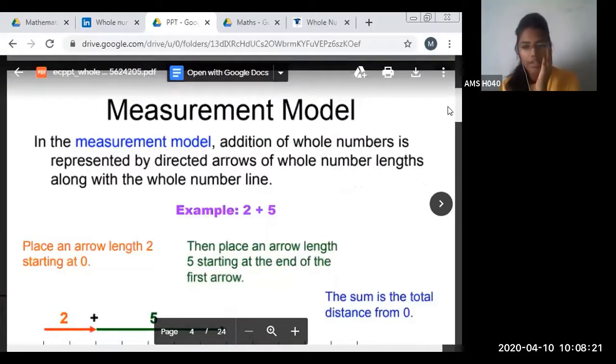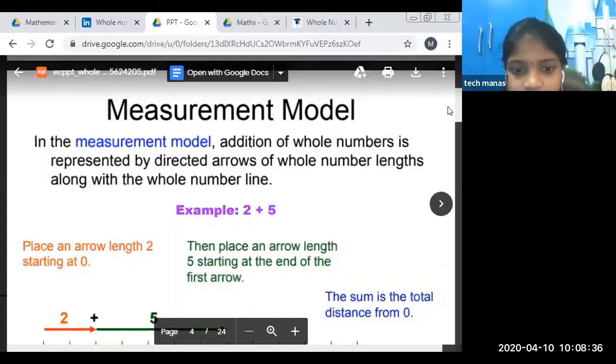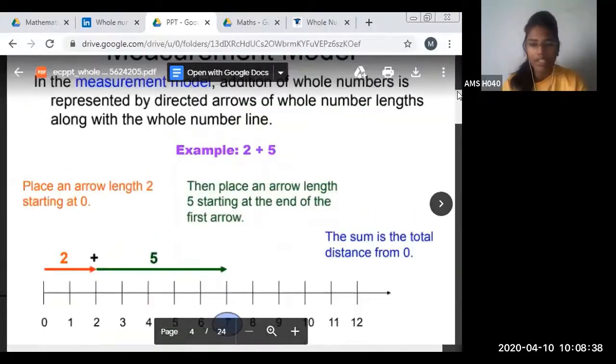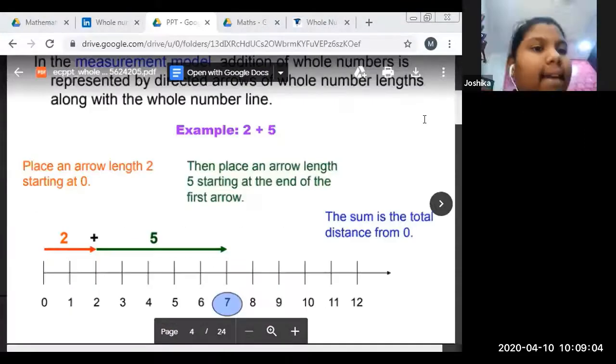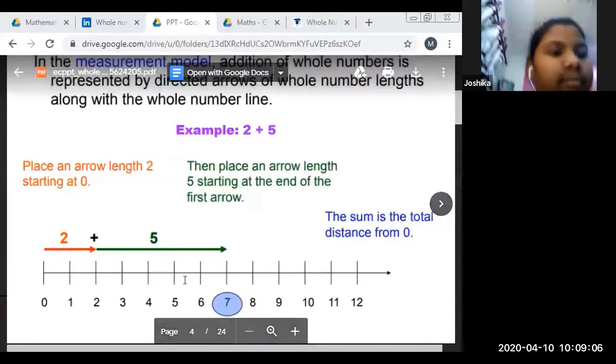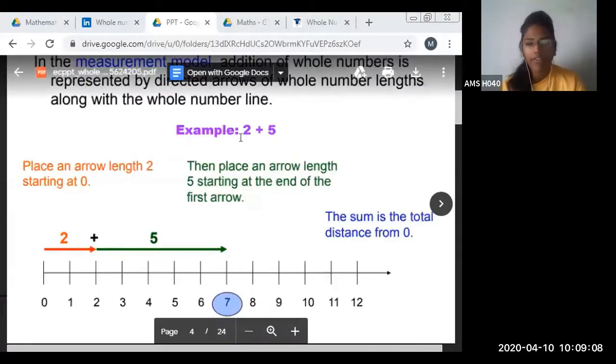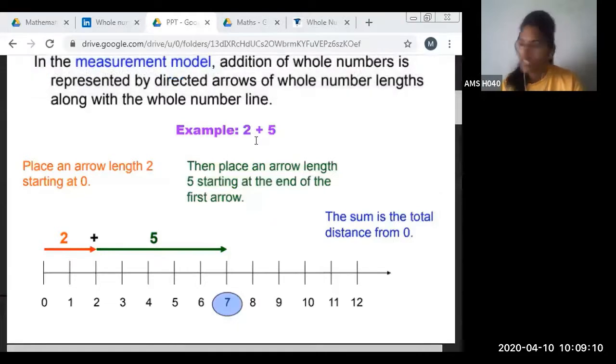Addition. In the measurement model, addition of whole numbers is represented by two arrows of whole number lengths along the whole number line. Whole number line is nothing but 0, 1 and so on. Example, they have given 2 plus 5. See, through this number line we are going to do it. So yes, this is the number line.